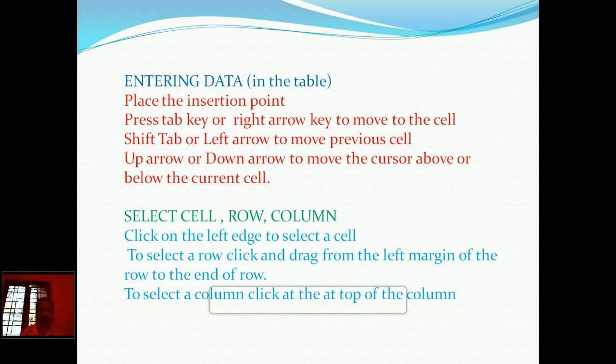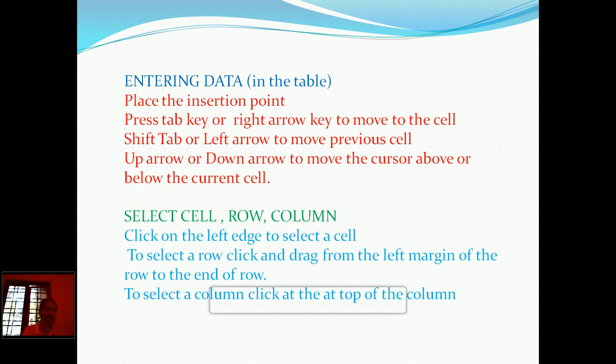One more method is to move the mouse pointer to the left side of the particular row, and the mouse pointer will change, tilted or sloped to the other side. That is the selection bar area.